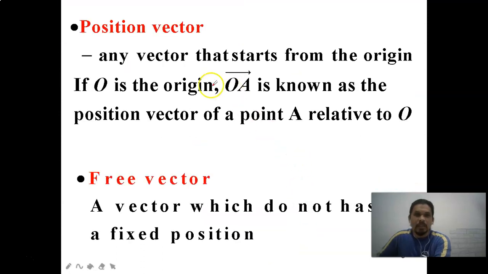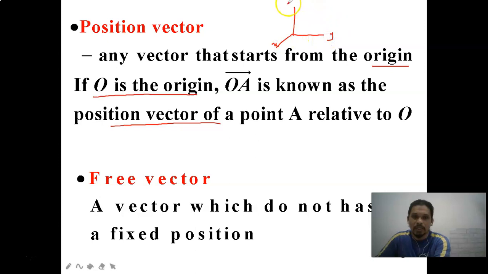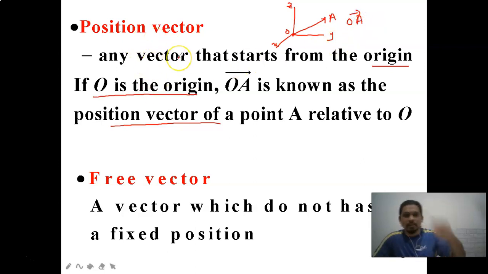And position vector: any vector that starts from the origin O. OA is known as the position vector of the point A relative to O. It means that if, for example, in three dimensions with x, y, and z axes, this is the origin point 0, 0, 0, and from 0, 0, 0 to the point A, OA is the position vector. A free vector does not have a fixed position.